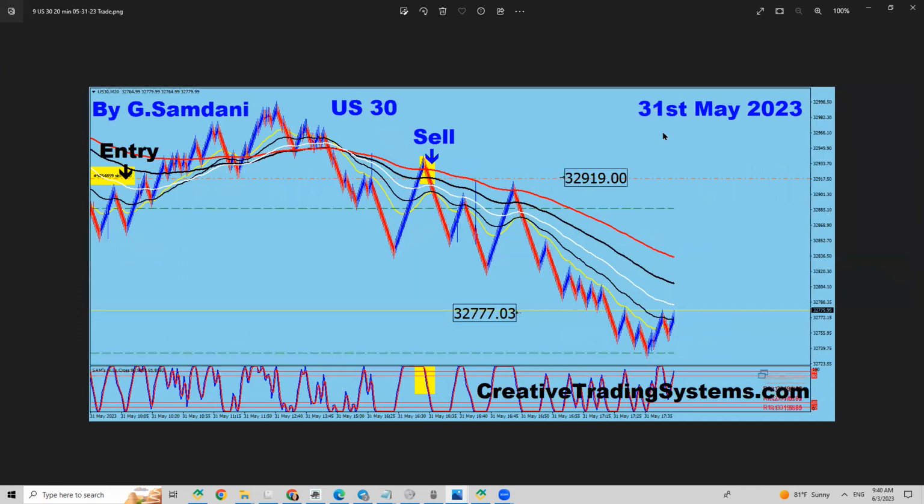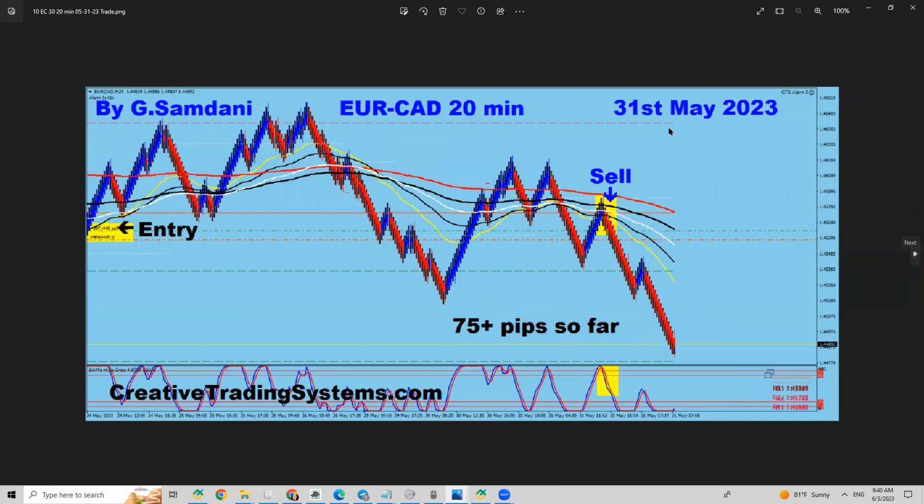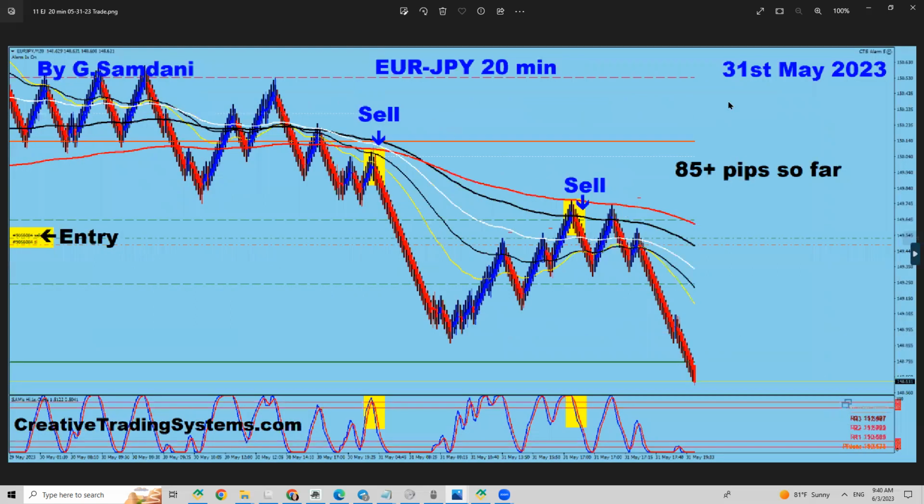And US 30 here, you can see it from 32,919 to 32,775, same kind of setup, exactly the same. 31st, again, Euro CAD, short setup down for 75 pip. 31st, Euro Yen also went down for 85 pip. That was the first one, and then it retraced, then the second one.